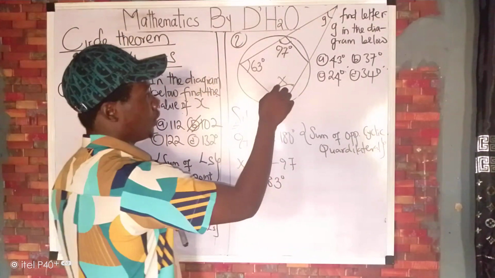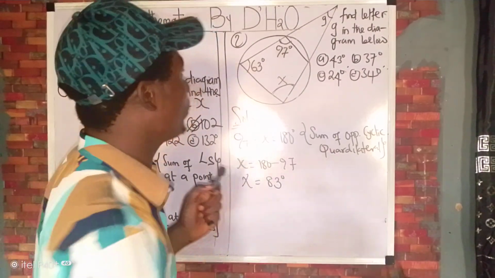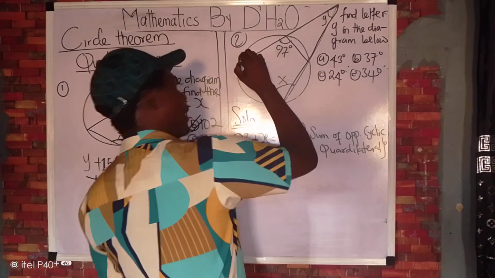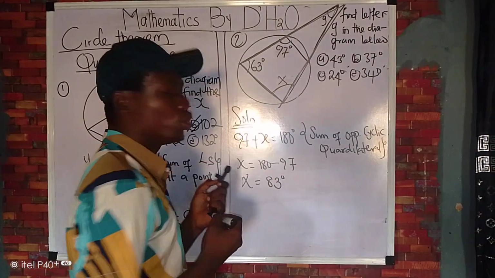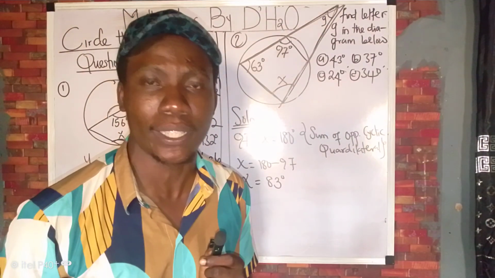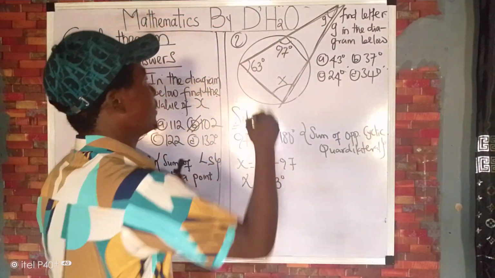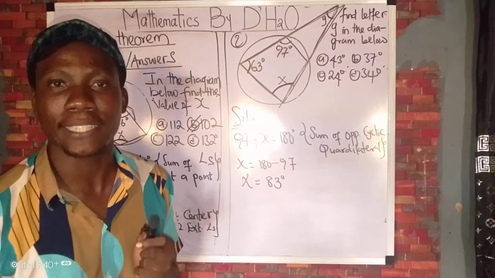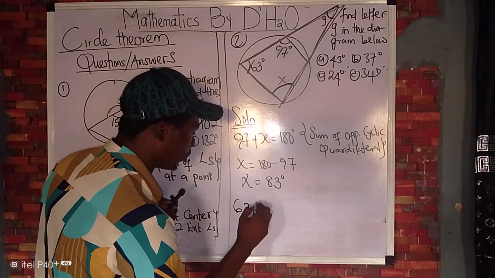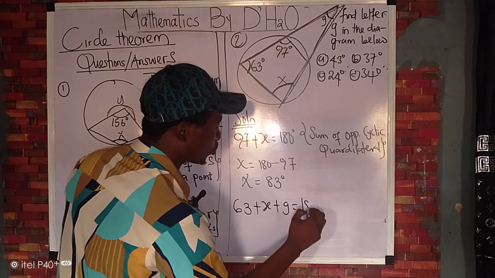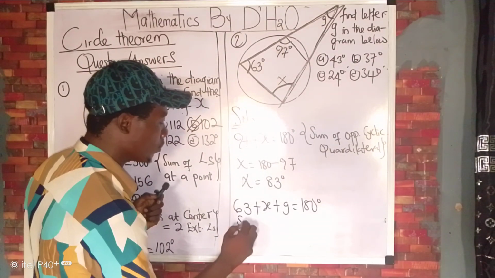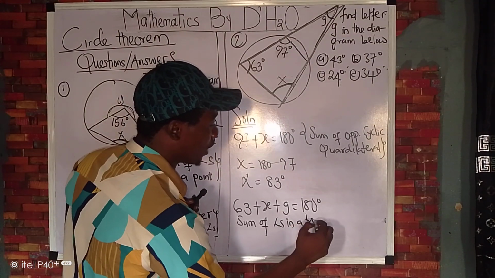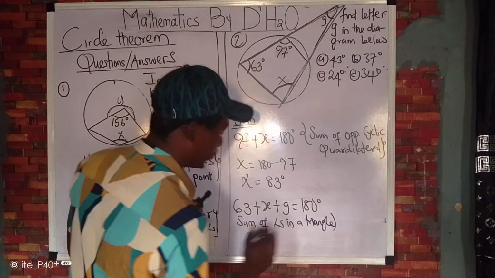Now if you have 83 degrees as your X, remember you are looking for letter G. Can we please do this? Look at my hand as I trace this triangle. This is a triangle. And you know that the sum of the angles in a triangle is equal to 180. So we can say 63 plus x plus g will give us 180. 63 plus x plus g is equal to 180. What is your reason? Sum of angles in a triangle. Please, it must be noted.